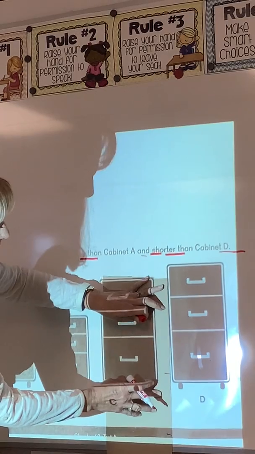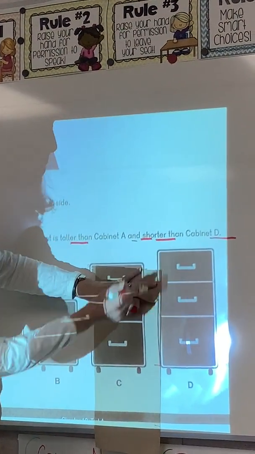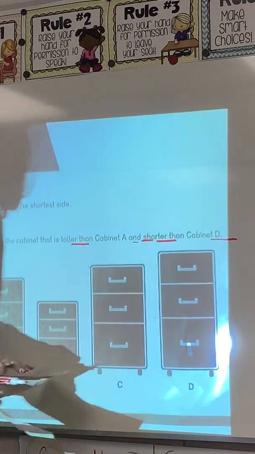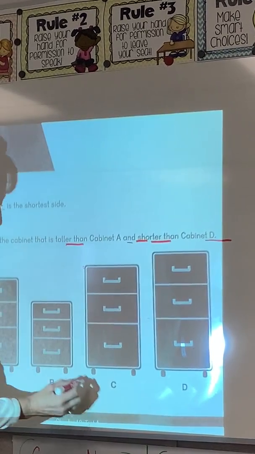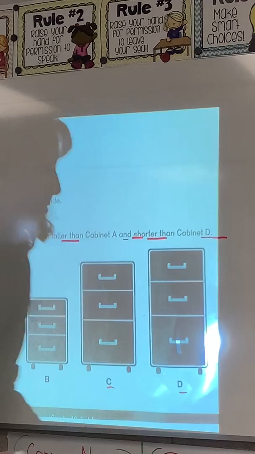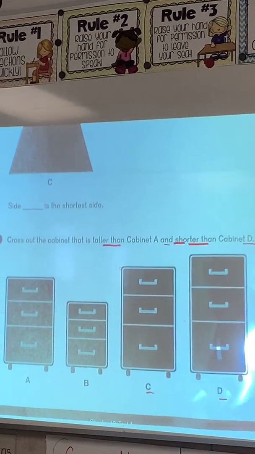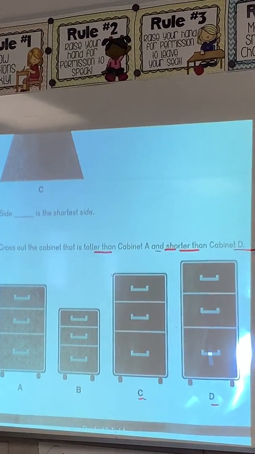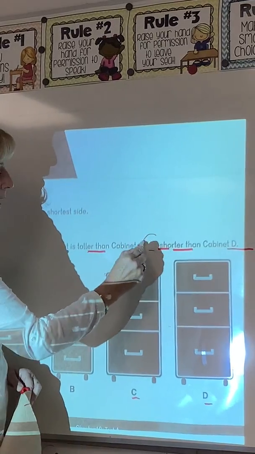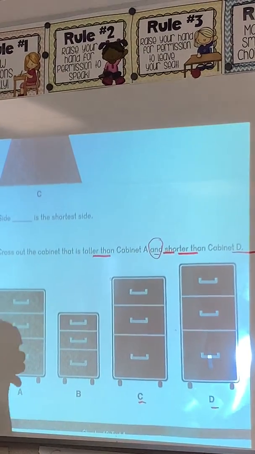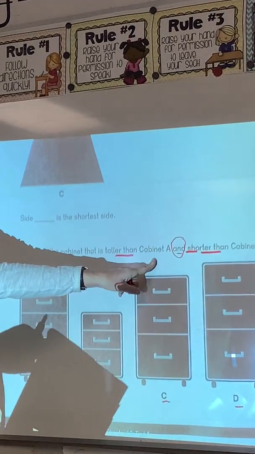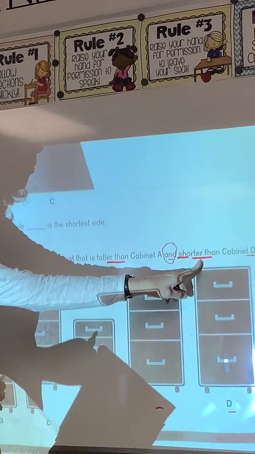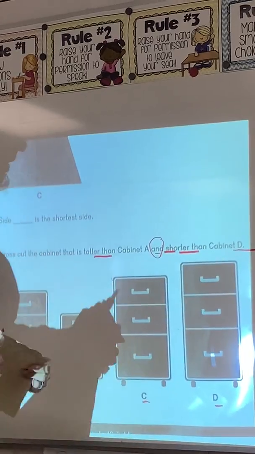What about D? Let's go to D. D's quite a bit taller, okay? So we know B is not gonna work for our first criteria, but C and D could be. So now we need to narrow it down whether it's C or D. And we did have a big "and" in our problem. So let's see what it says. Cross out the cabinet taller than cabinet A and shorter than cabinet D.